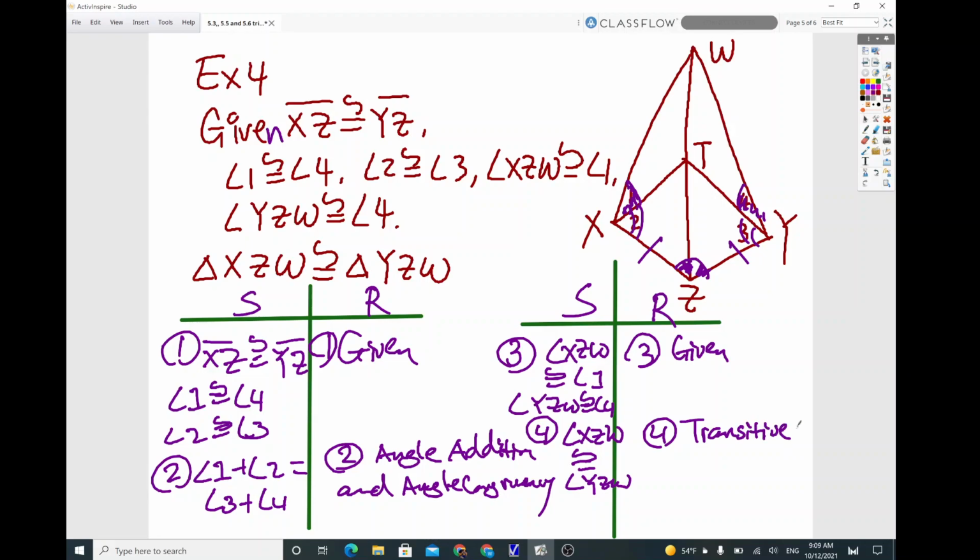And then finally, we notice that the triangles here can be proved by angle side angle. So for step 5, triangle XZW is congruent to triangle YZW. So we're using once again angle side angle.